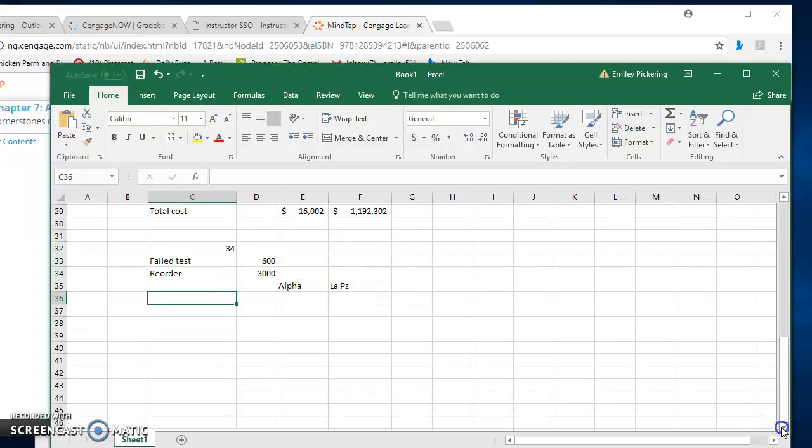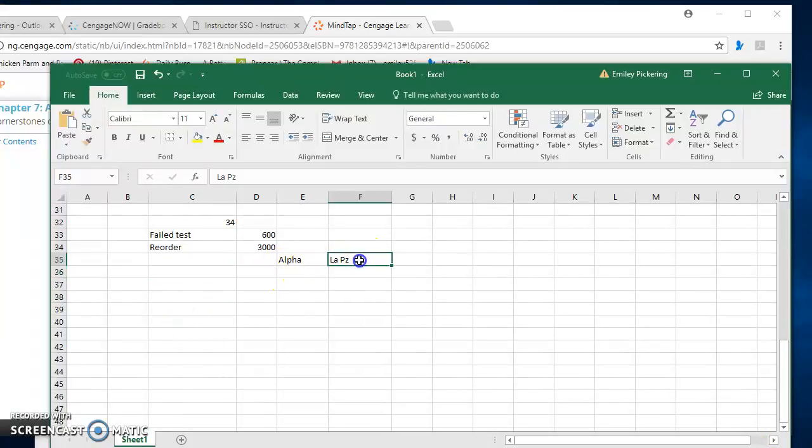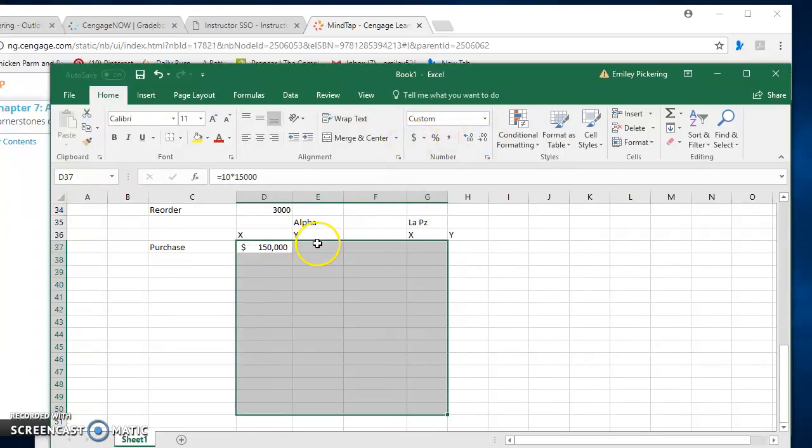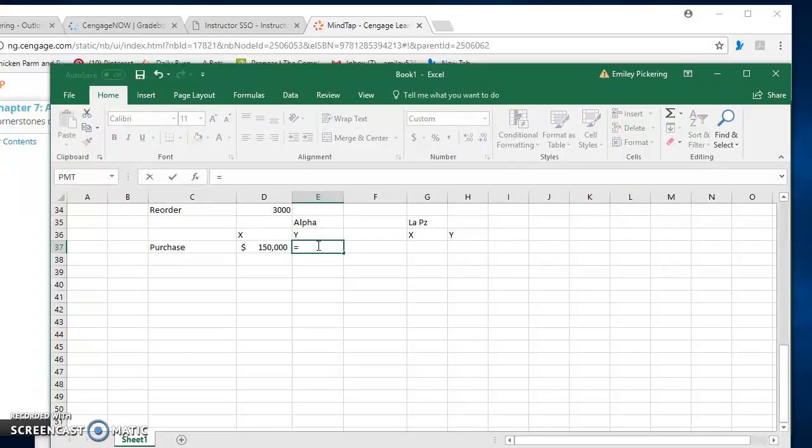So let's go ahead and first figure out the purchase cost. So I guess maybe what I should do. Do this. So we have X and Y for Alpha, and we have X and Y for La Paz. So let's talk about the purchase cost first. So for X, for Alpha, it's $10 each, and we purchase 150,000. Let me make those dollars so we can kind of see all these commas here. Okay, and then for Y, we bought them for $26 each, and we bought 75,000.